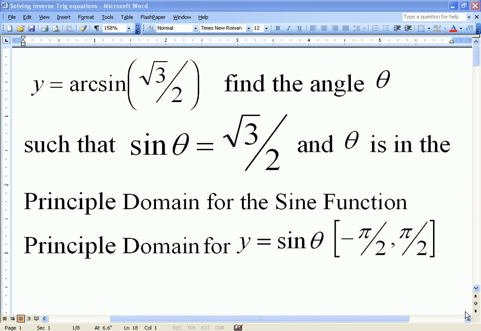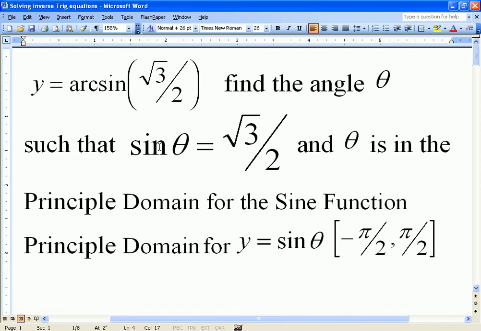We are asked to solve the inverse trig function, y equals arc sine root 3 over 2. This equation is asking us to find the angle theta. It is the same as saying find the angle theta whose sine is root 3 over 2.